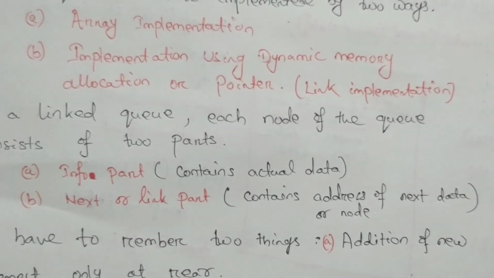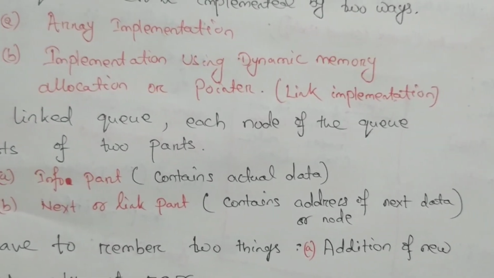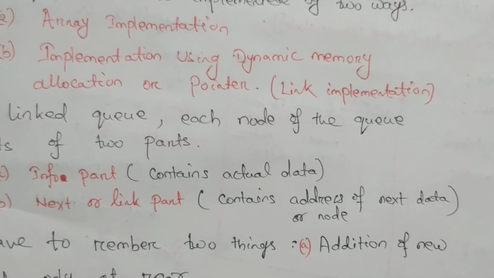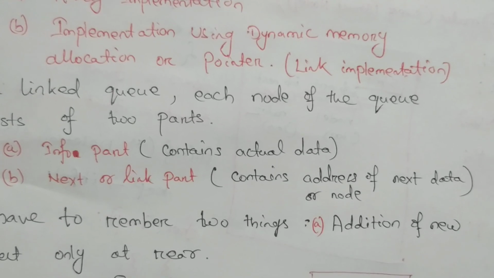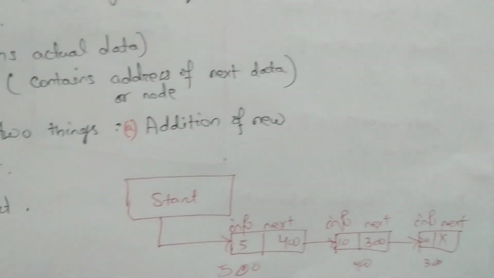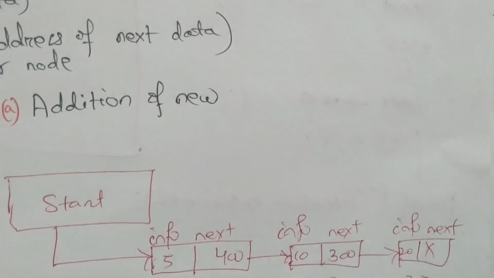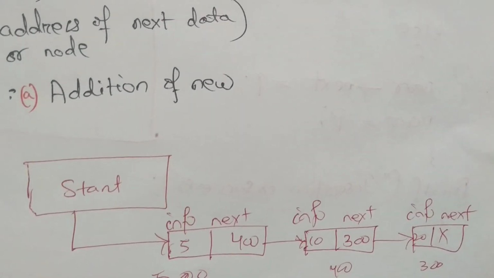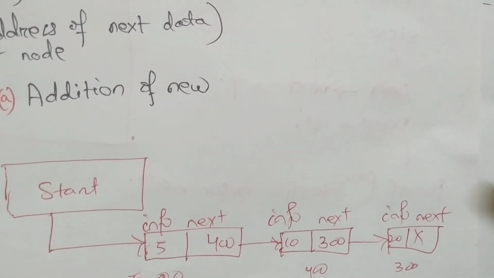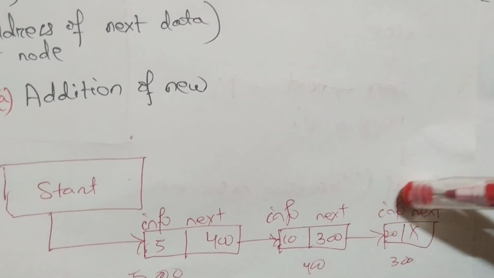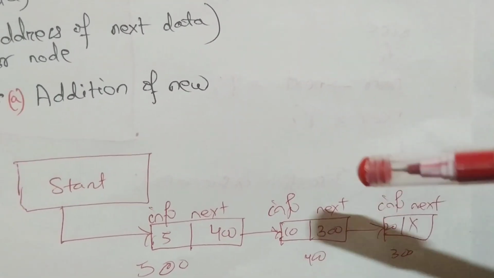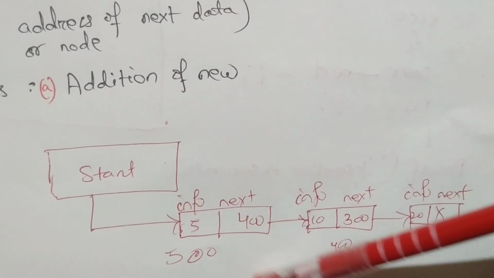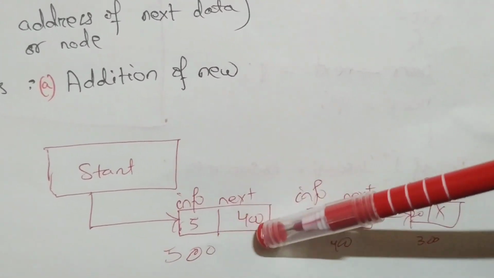We have to remember two things: addition of an element can only occur at the rear, and deletion only from the front. In this link implementation queue, if we want to add a new element, it can only be done at this side, the rear side of a link queue. If we want to delete, it can only be done from the front. Hope you understood.